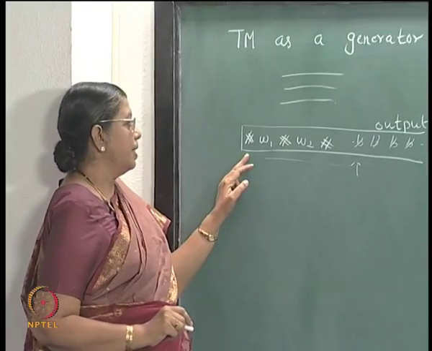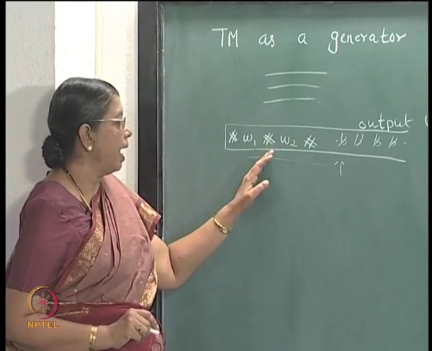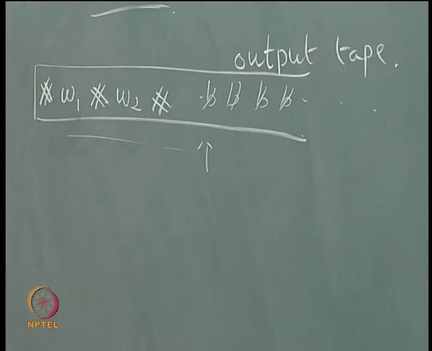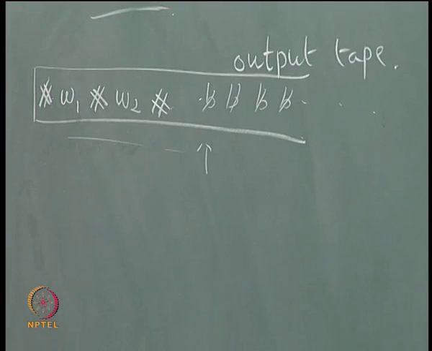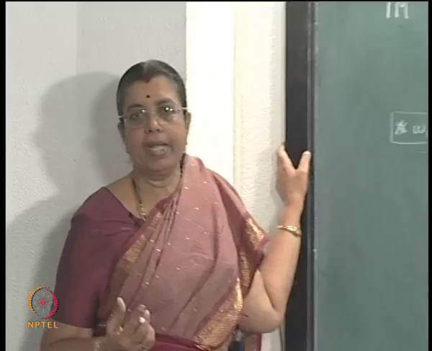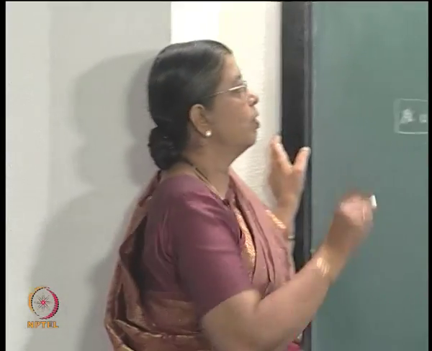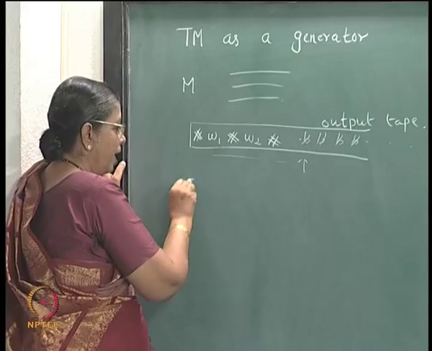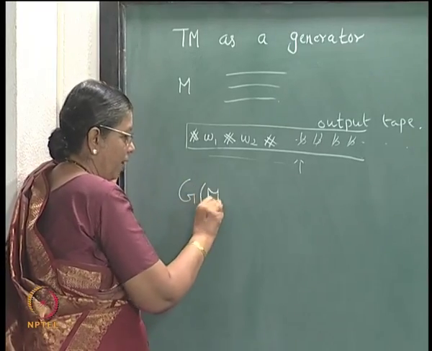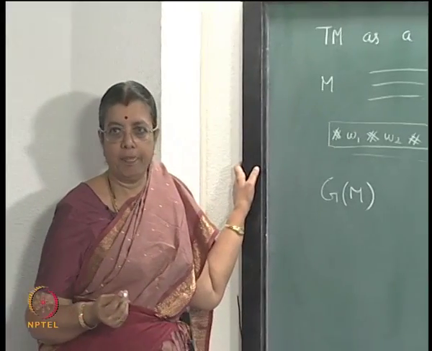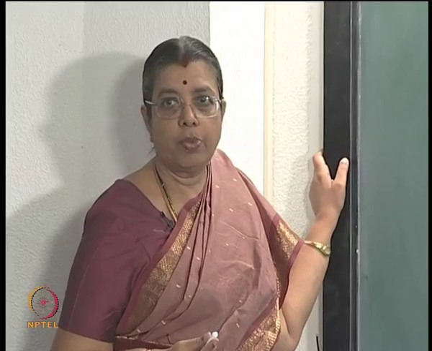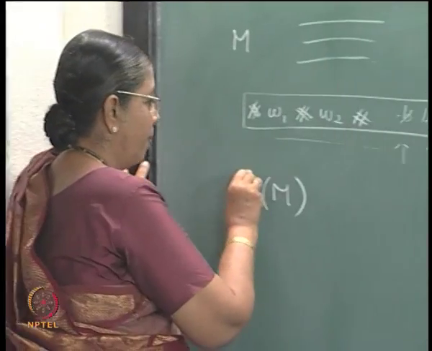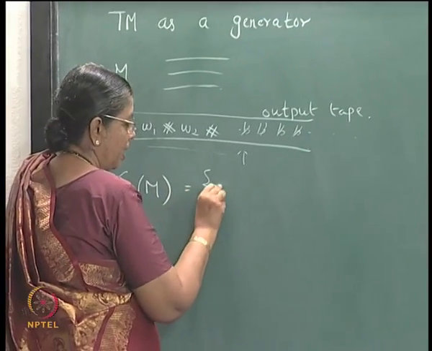First it writes a hash symbol, then some string, then a hash symbol, then another string, hash symbol, and so on. So, whatever is appearing between two hash symbols, that string is said to be generated by the Turing machine. If this Turing machine is denoted as M, then we usually denote acceptance by T of M or L of M, usually T of M. The language generated by this Turing machine using an output tape is denoted as G of M.